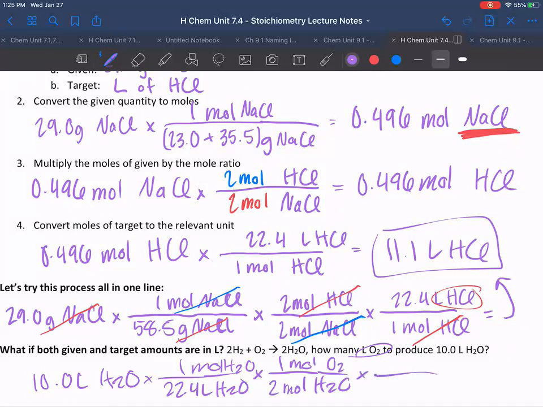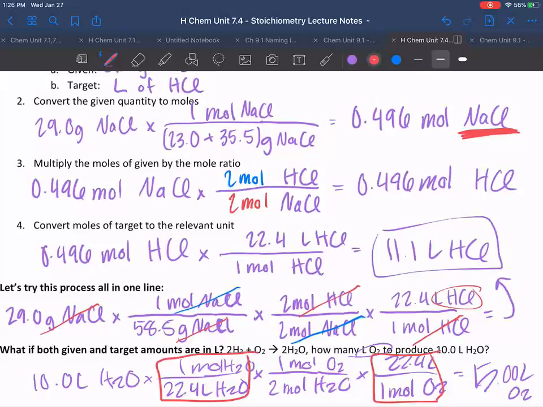And then now we have to convert from moles to liters again. So we put 1 mole on the bottom, 22.4 liters. And we get 5 liters of O2. What do you notice about this conversion factor and this conversion factor? They're opposites in the sense that they use the same number, but they cancel each other out. So if you're going from liters to liters, you just have to do a molar conversion. 5 liters of O2.